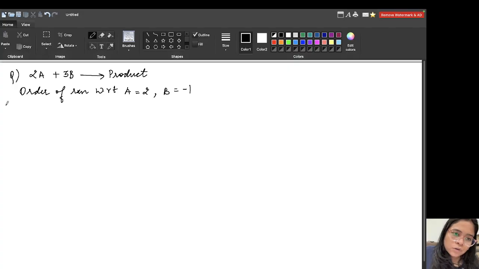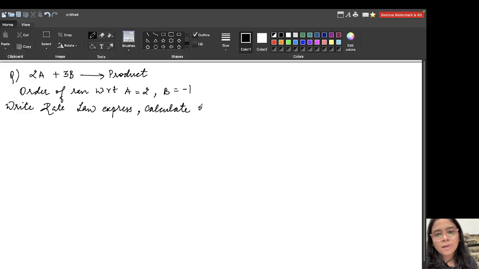So what do you have to do here? You have to write a rate law expression and calculate the order of reaction. First you do these both and then we'll do the rest. The rest of the parts are also there.